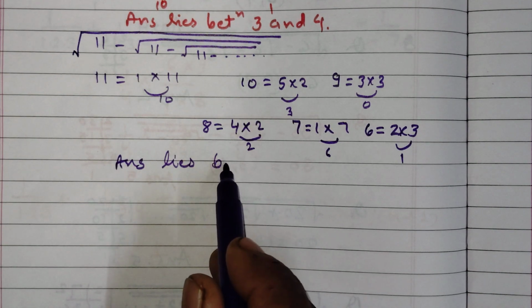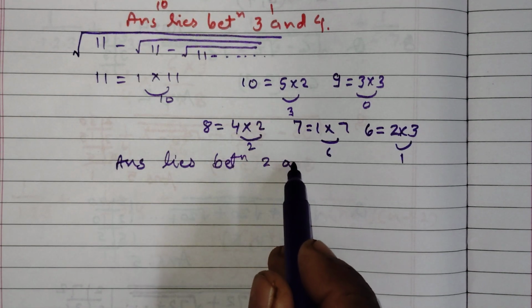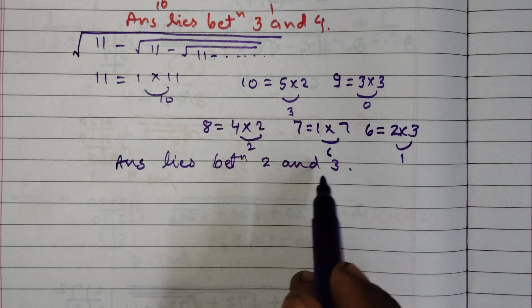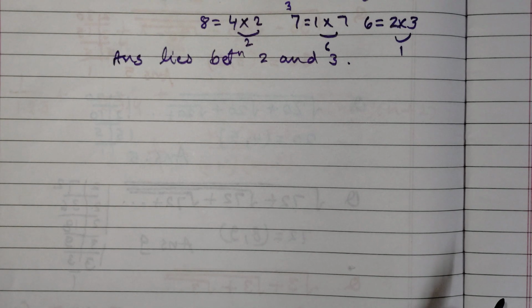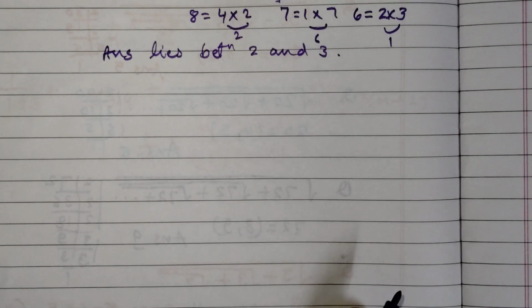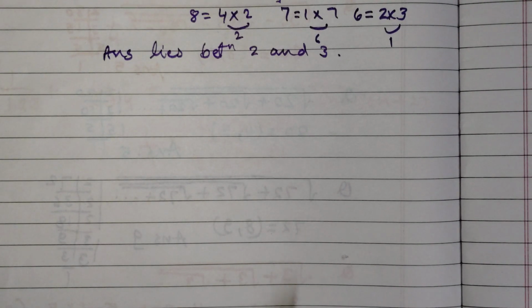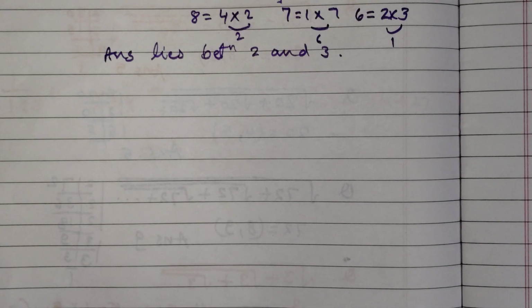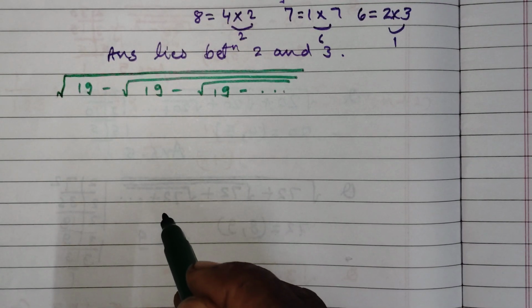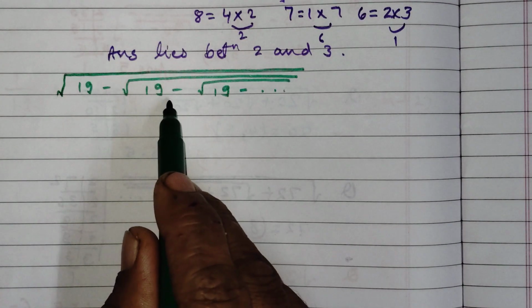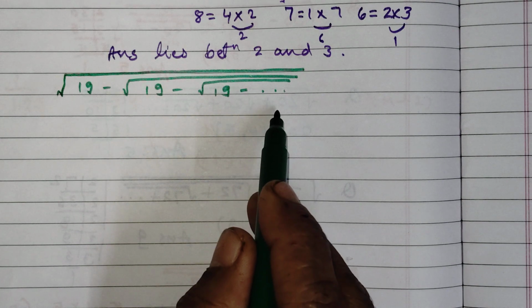Answer lies between 2 and 3. So for any type of problem you face, whether it has a positive or a negative sign, remember that the infinite terms are available. You have to check, and the difference of the factors should be 1. Next example we are considering square root 19 minus square root 19 minus square root 19, and so on.